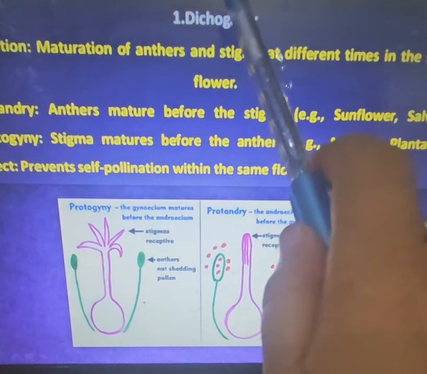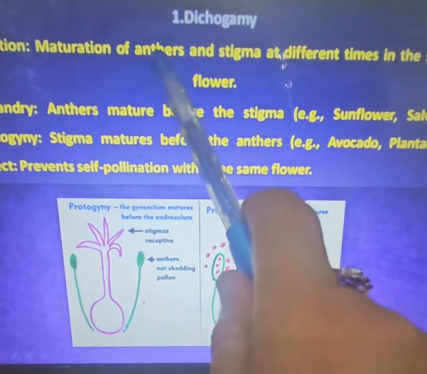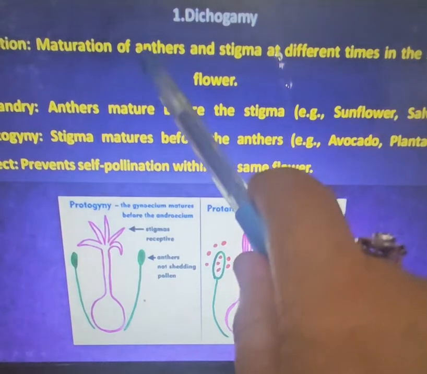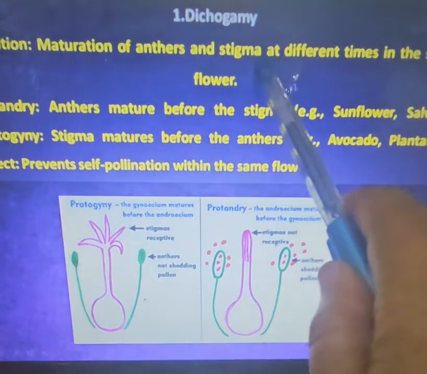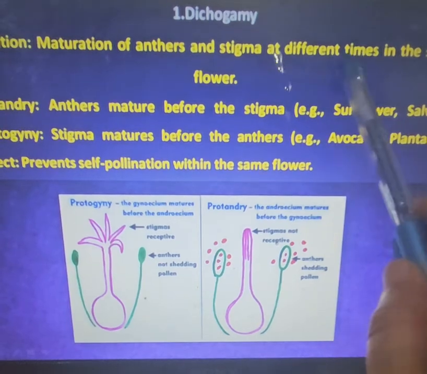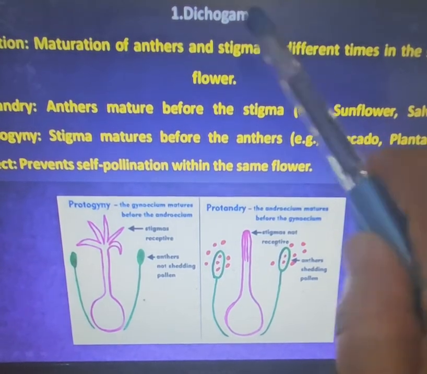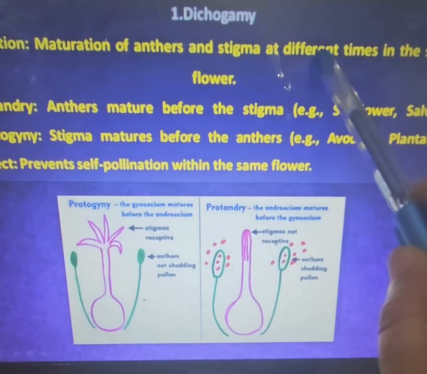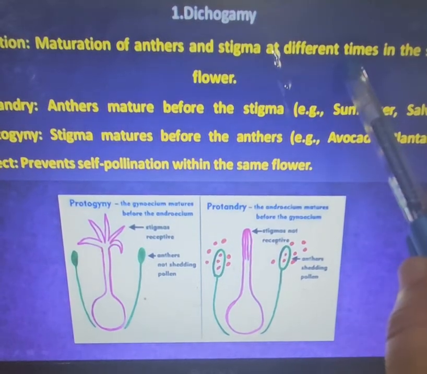What is dichogamy? Dichogamy is when, in case of a single flower, the same flower, there is maturation of anthers and stigma at different times. This is the main thing in case of dichogamy. Both anthers and stigma are present, but they mature at what? They mature at different times.